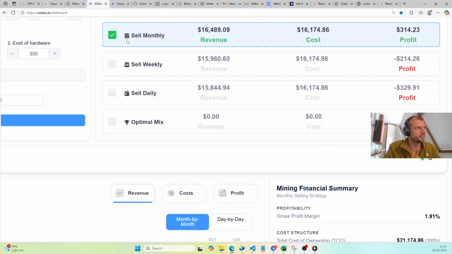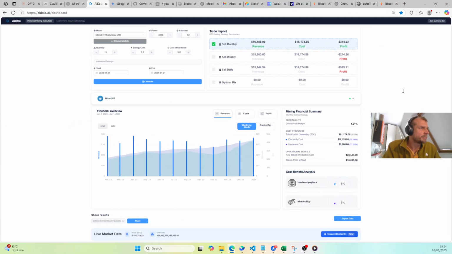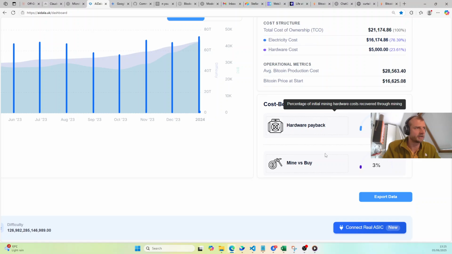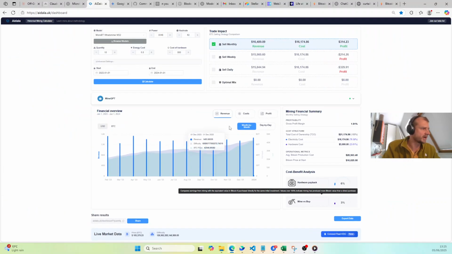If you would have been selling your Bitcoin on a monthly basis, you are in profit, with a little bit of positive profit. Versus if you would have been selling straight away or on a daily basis, you would be negative. And the rest is just comparison, like mine versus buy and so on.